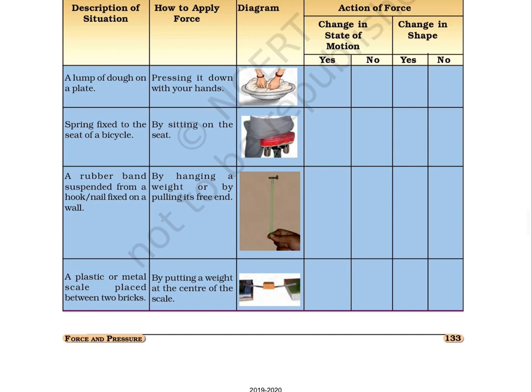Now in the next column of action of force, you have to give the correct answer. Third situation, a rubber band suspended from a hook or a nail fixed on a wall. How to apply force? By hanging a weight or by pulling its free end. Diagram, the image shows it clearly. Now you have to give the correct answer in the column of action of force.